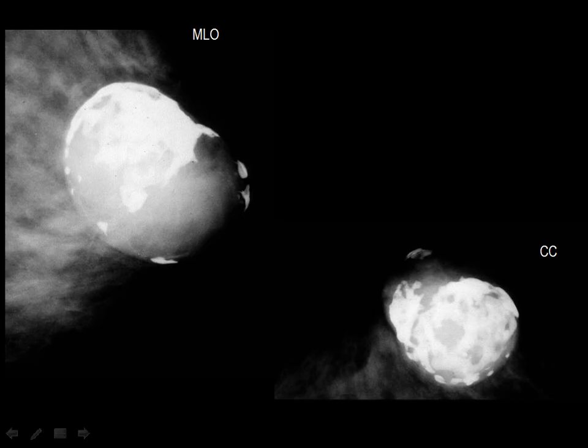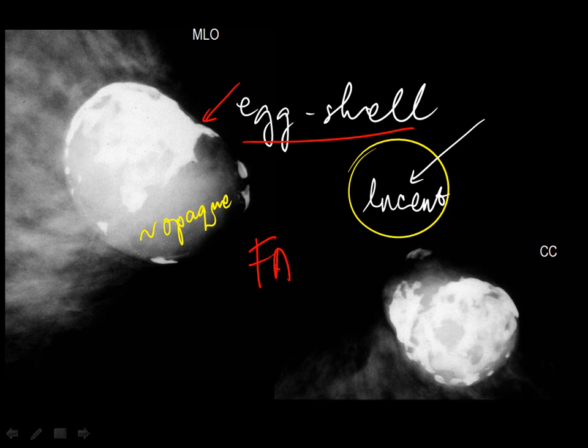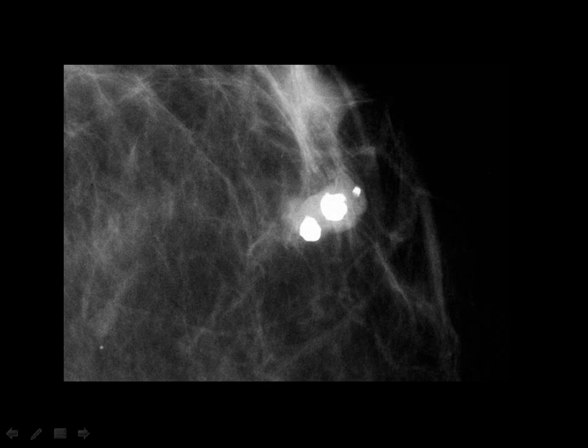A special subgroup of these calcifications is the eggshell-like calcification. Whenever we see eggshell-like calcifications on a mammogram, it is very important to ask the question, what is the density in the central portion? If it's radiolucent, then we talk about partially calcified oil cyst. If it is radio-opaque, and we see these coarse eggshell-like calcifications, then we talk about fibroadenoma. One more example of coarse calcification within an aging fibroadenoma.